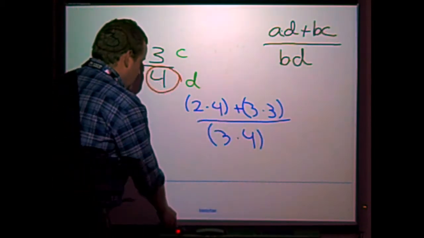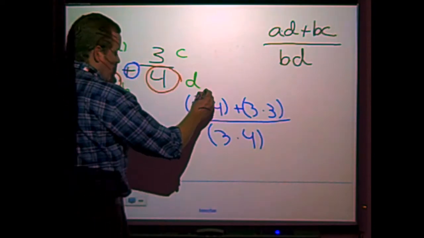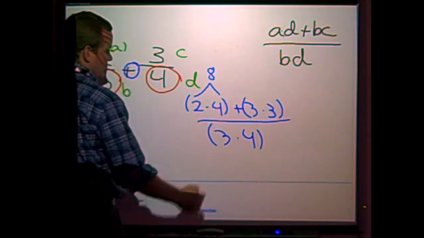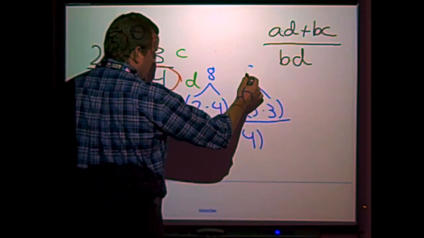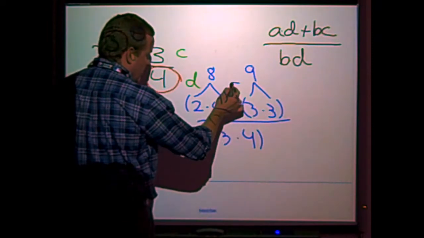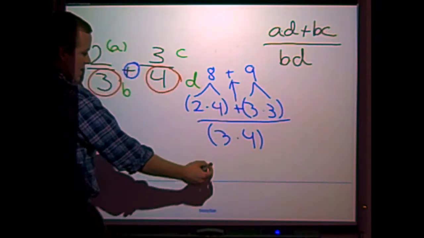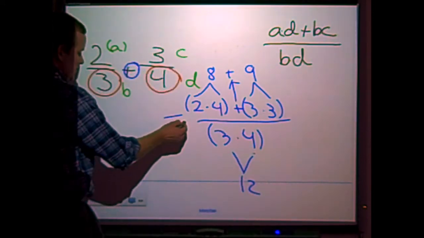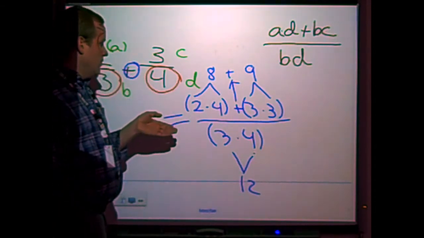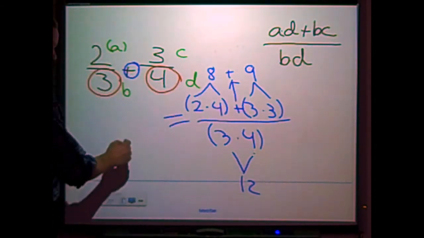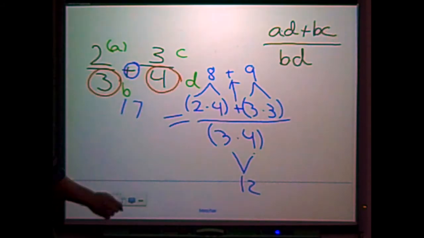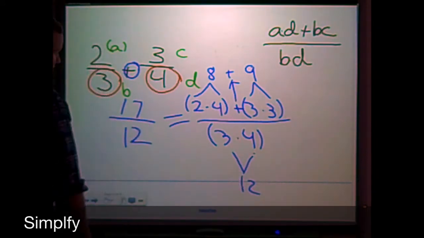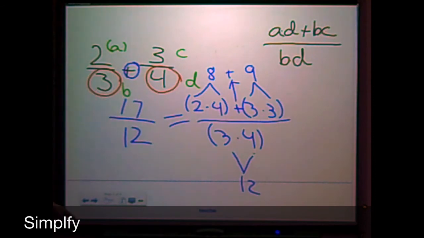What I can do next is multiply these out. 2 times 4 is 8. 3 times 3 is 9. And I'm just going to move up my addition symbol here just to make sure I don't forget that. And we go 3 times 4 is 12. I'm going to move over to this side to have a little more room. So if I add 8 plus 9, I know that's 17. I move over my 12. So now we have 17 over 12.